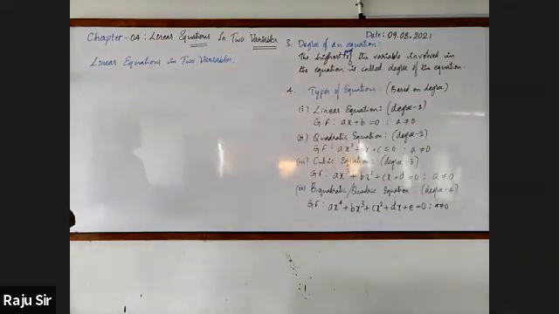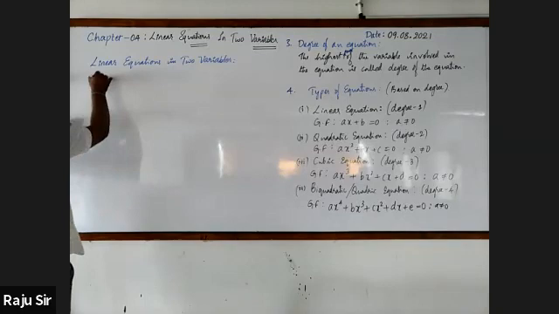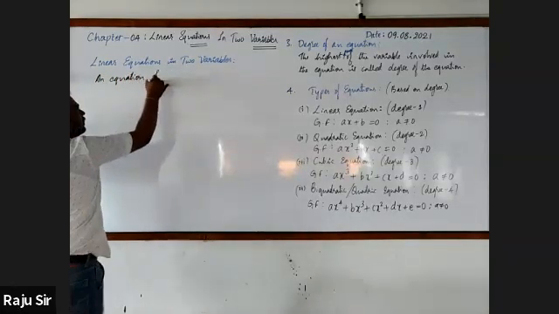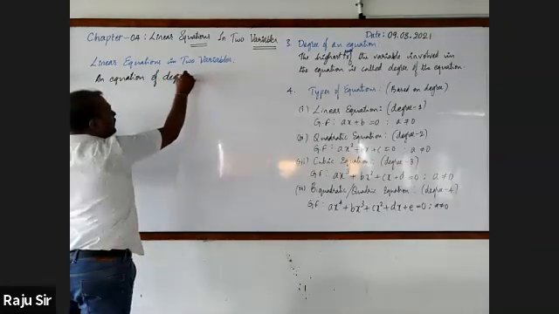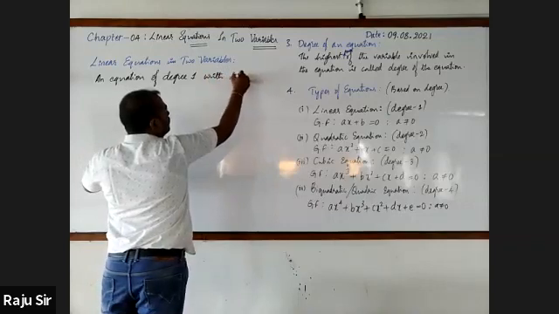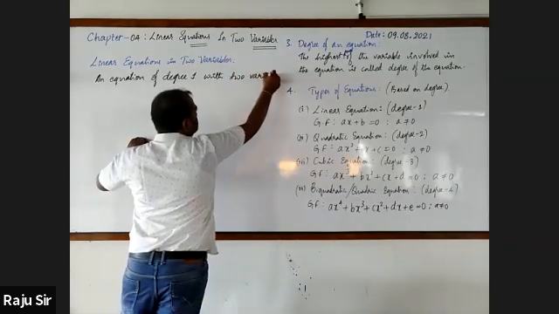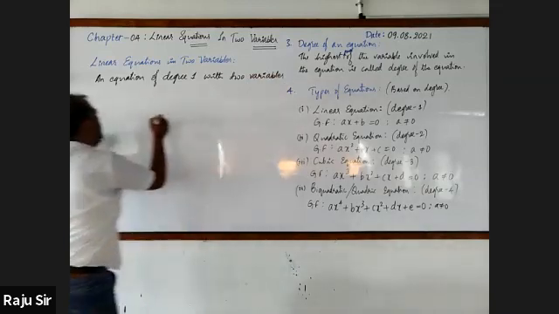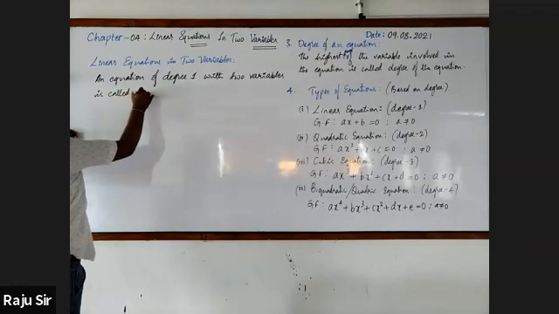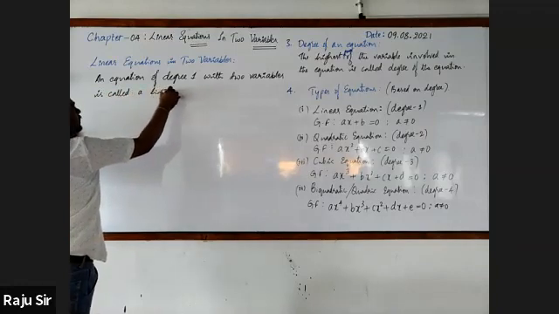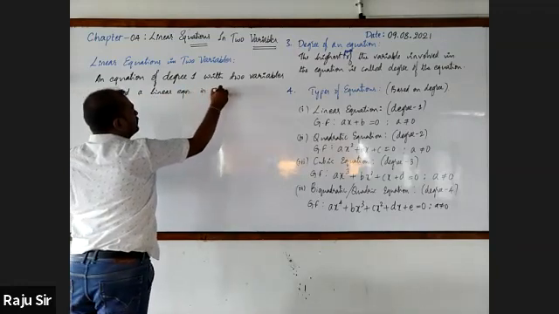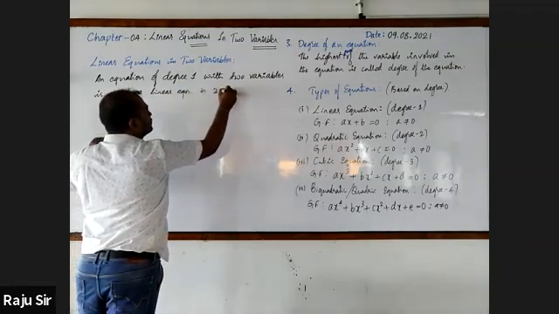And then we write the definition. Right now. An equation of degree 1 with two variables is called a linear equation in two variables.